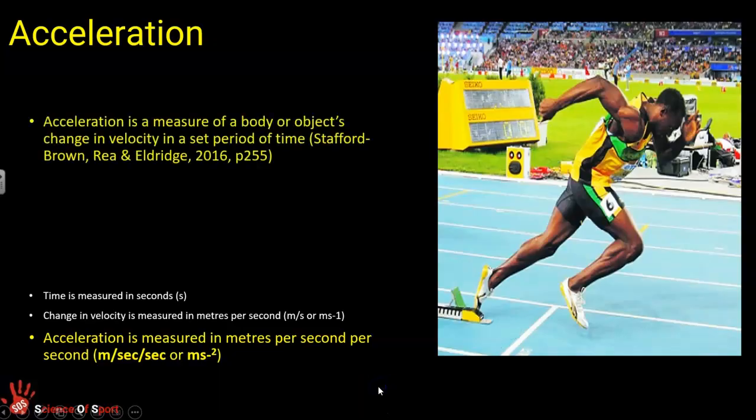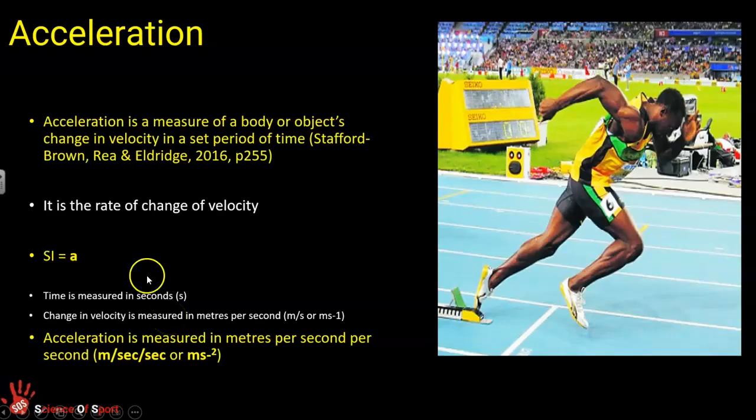So, definitions of acceleration. Acceleration is a measure of a body or object's change in velocity in a set period of time. That's from the yellow textbook. So it's about the rate of change of velocity. You can change velocity slowly, you can change velocity quickly, and that translates to a slow or gentle acceleration or a more rapid acceleration. In many of our sports, the games that we play, we need to do short, rapid accelerations, maybe to sprint for the ball.